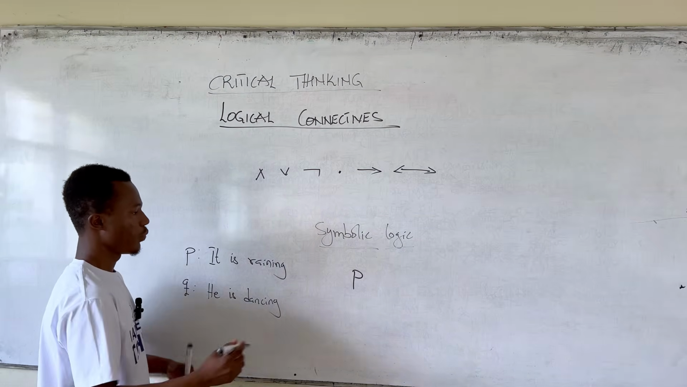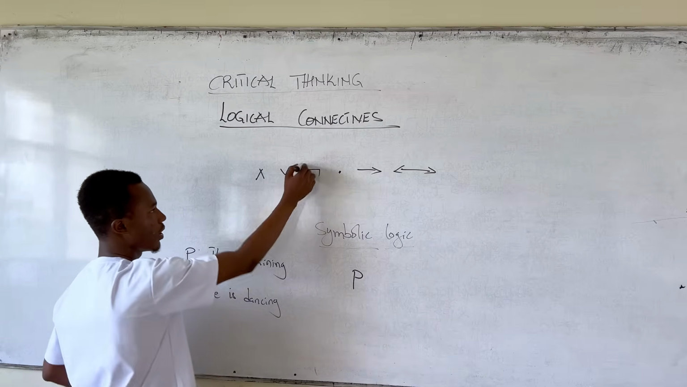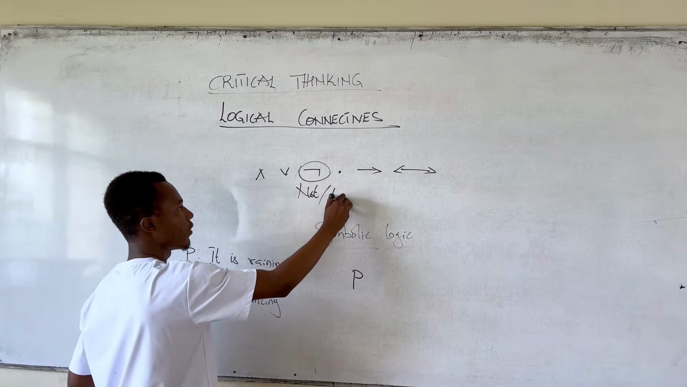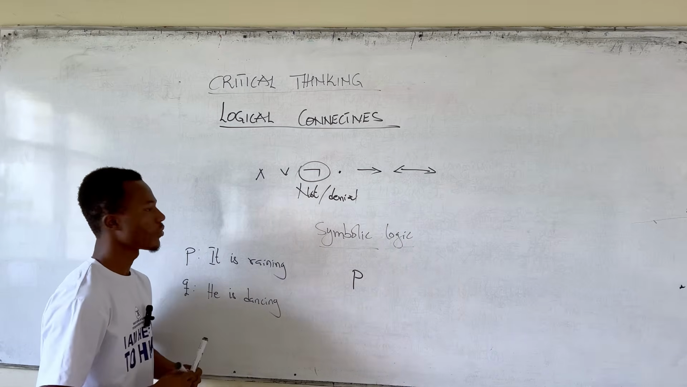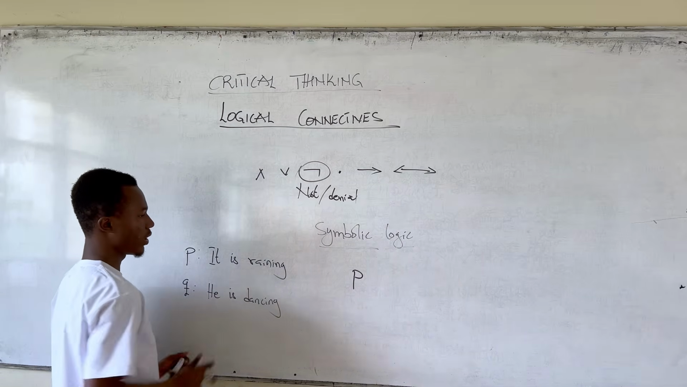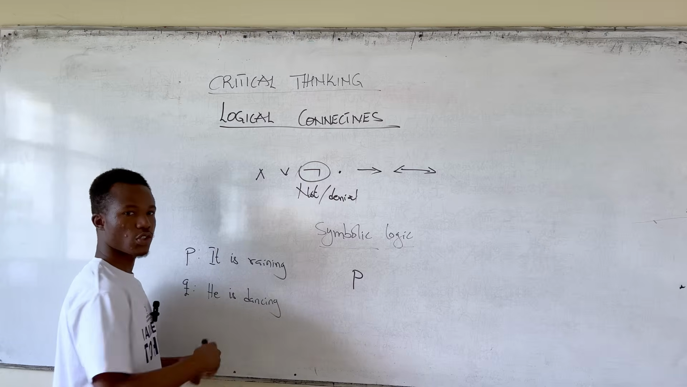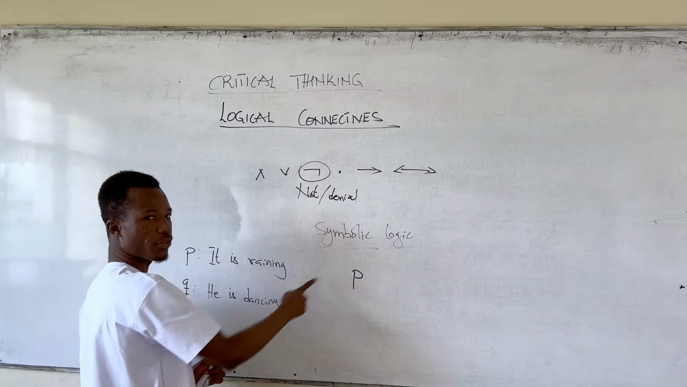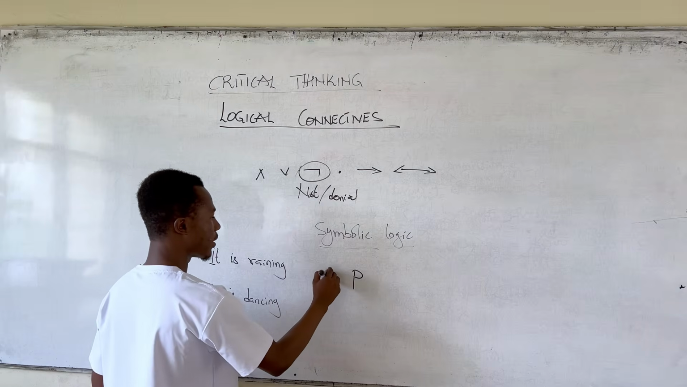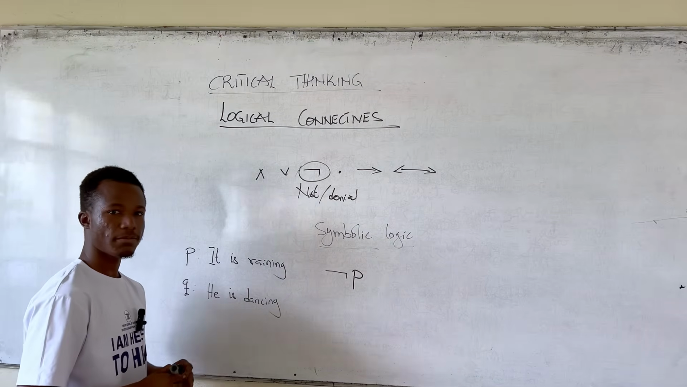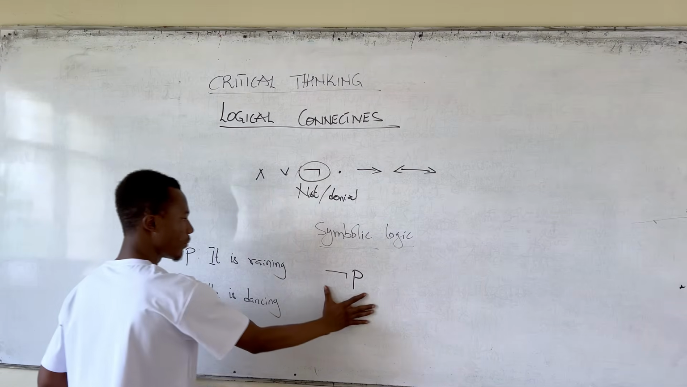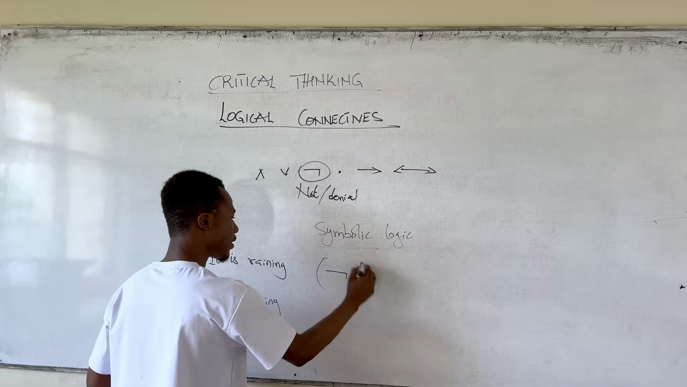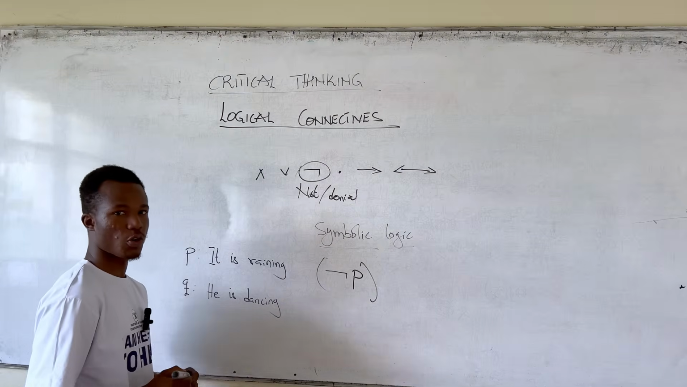For example, we will look at one of them. This symbol represents not, or denial. It is raining. If you want to say it is not raining, this is how you represent it. This symbol comes in front of P. So this symbol represents not, meaning the whole of this is: it is not raining.